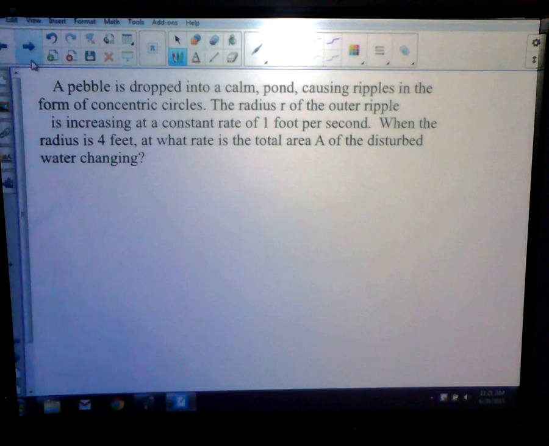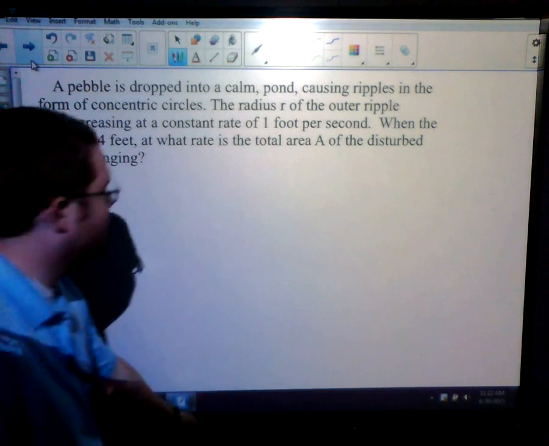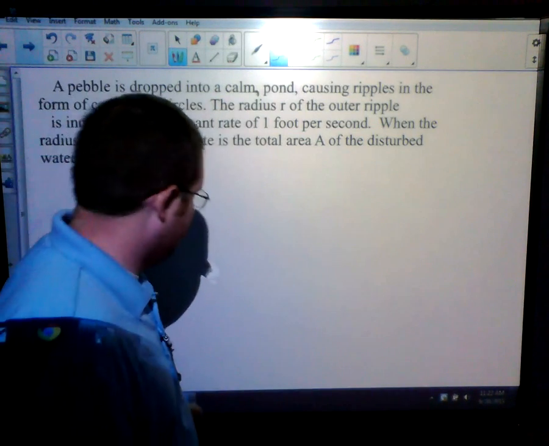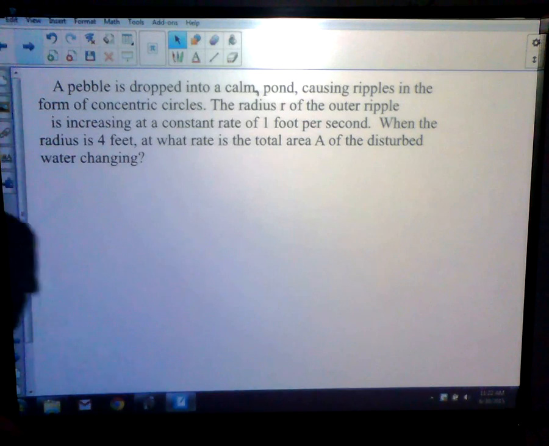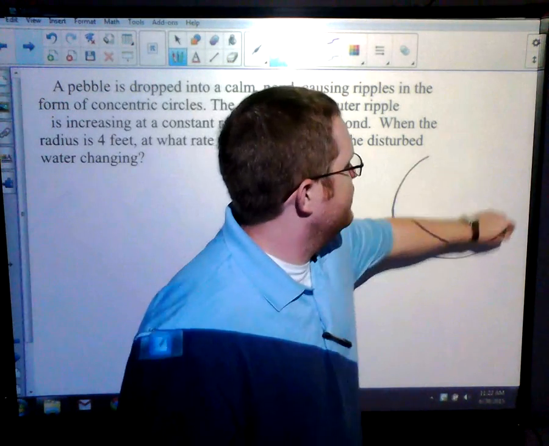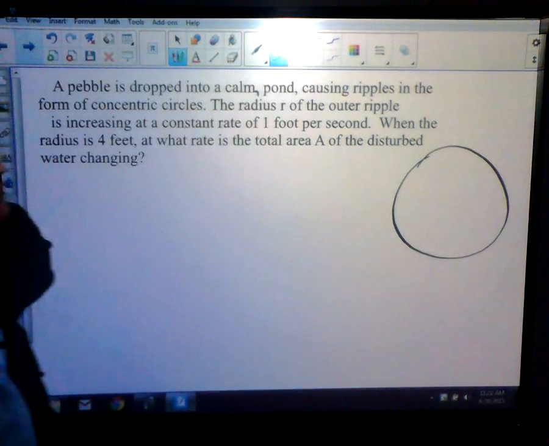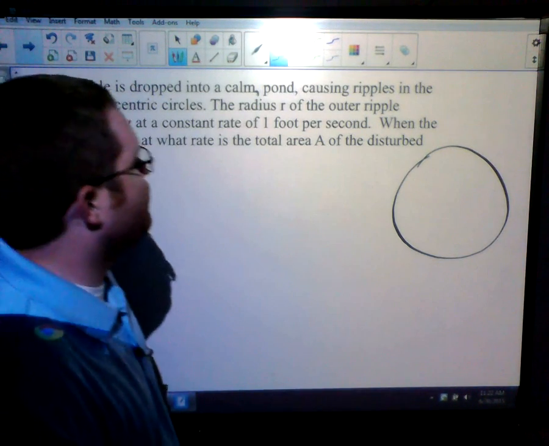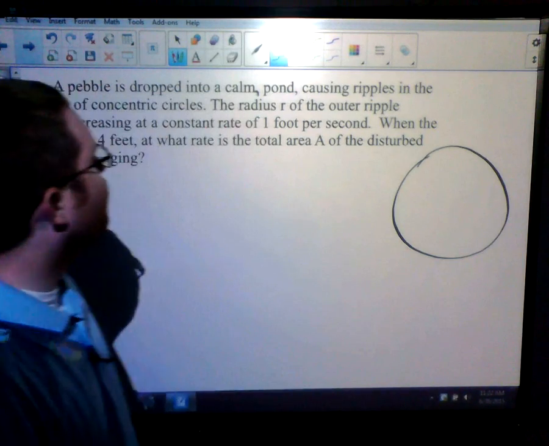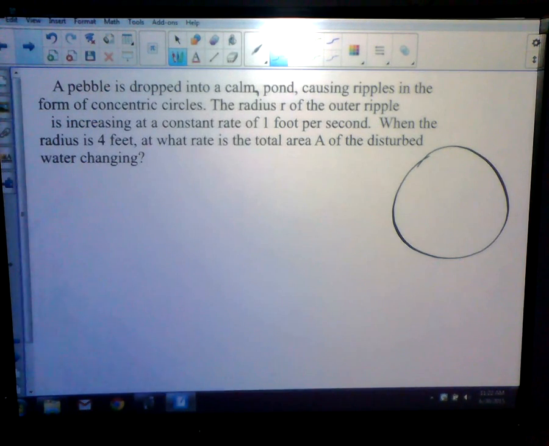Let's try another one. A pebble is dropped into a calm pond, causing ripples in the form of concentric circles. So I have circles. That's my ripple. The radius of the outer ripple is increasing at a constant rate of 1 foot per second. What is that telling me? The radius is increasing. So the radius is changing at 1 foot per second.